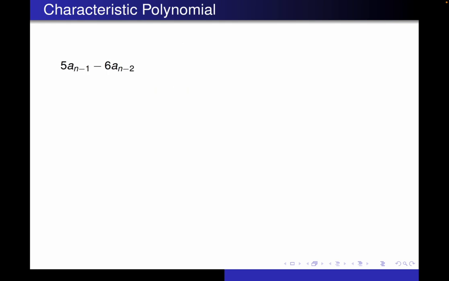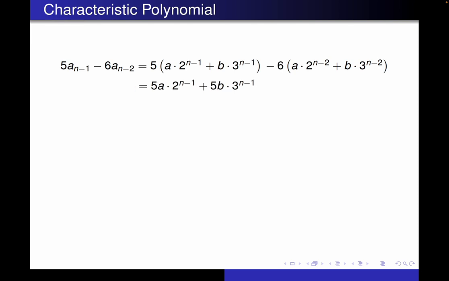All right, so let's go ahead and compute 5a_(n-1) minus 6a_(n-2) and see what happens. So we plug in for a_(n-1). That was our formula for a_(n-1). Then we plug in for a_(n-2). That's our formula for a_(n-2) that we're multiplying by negative 6. Now we use some of our old algebra tricks from what we've seen before. We use the distributive property to multiply the 5 through. We get 5a times 2 to the n minus 1 plus 5b times 3 to the n minus 1. We do that same thing with the negative 6 with the other one, minus 6a times 2 to the n minus 2 minus 6b times 3 to the n minus 2.